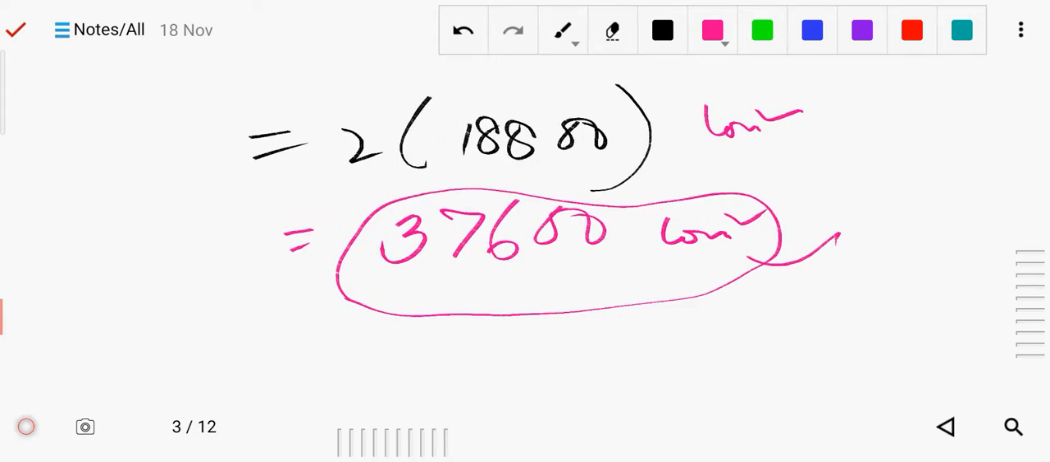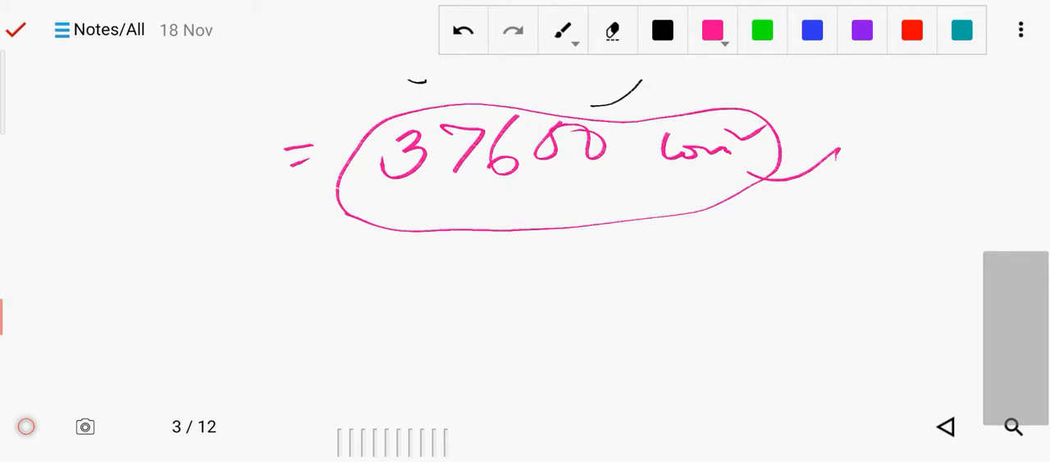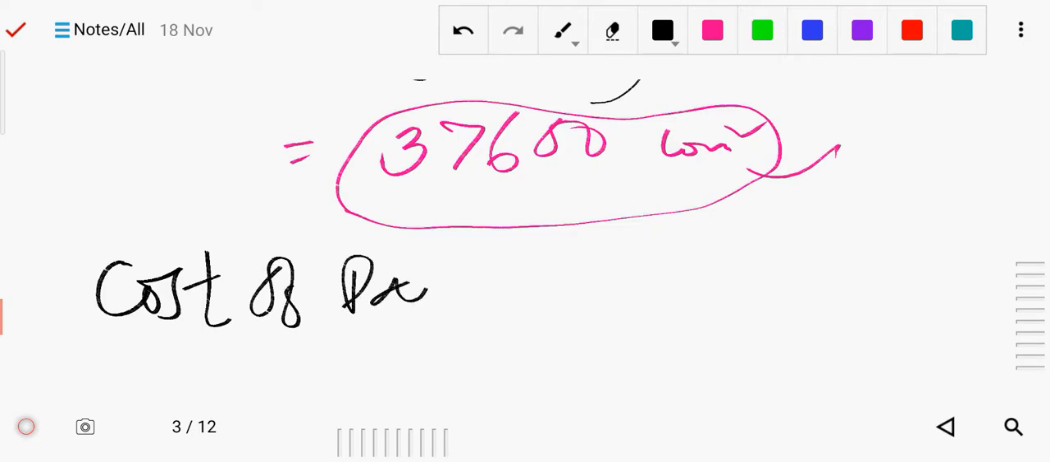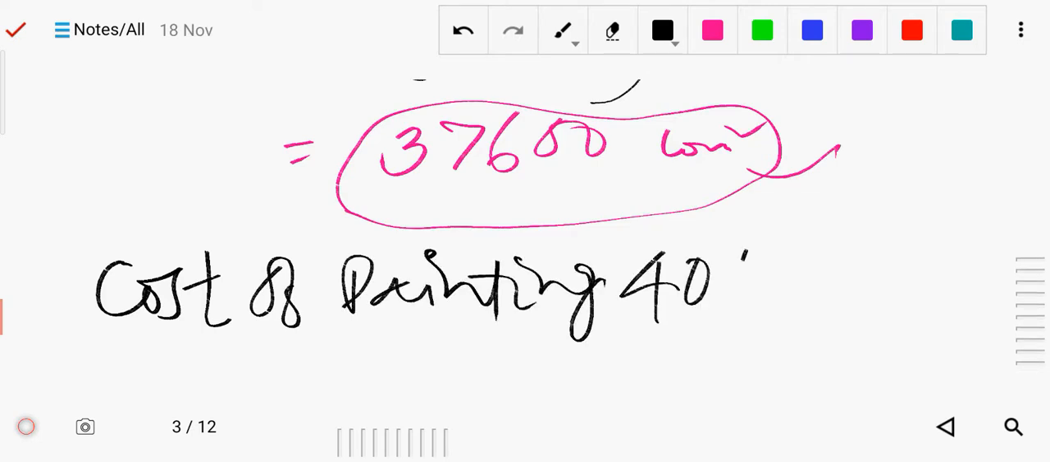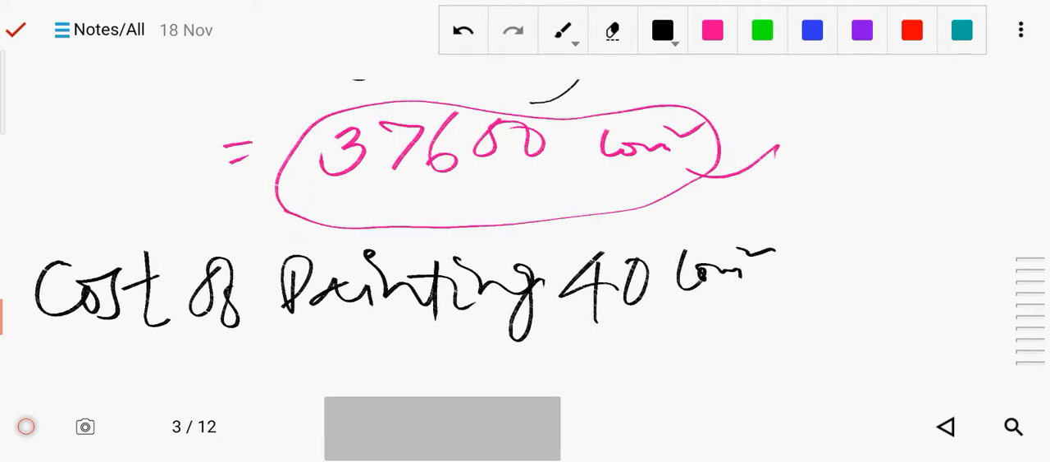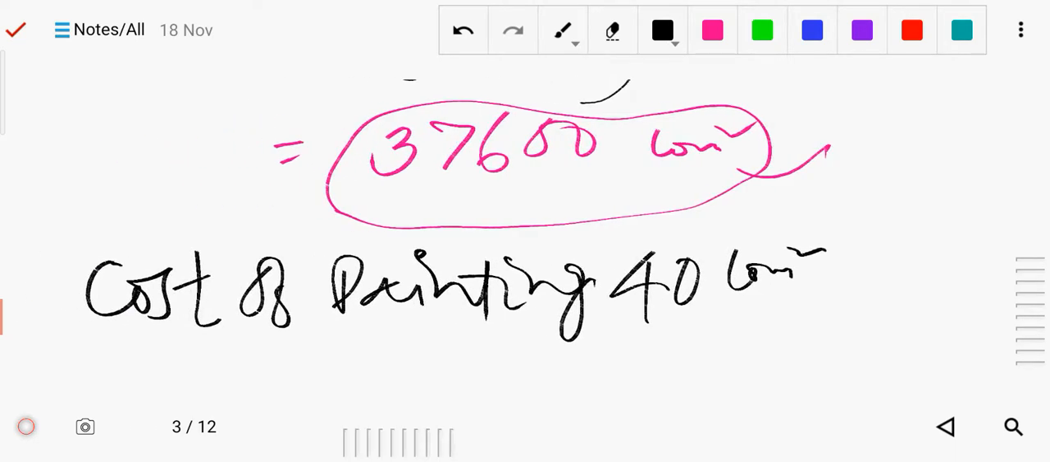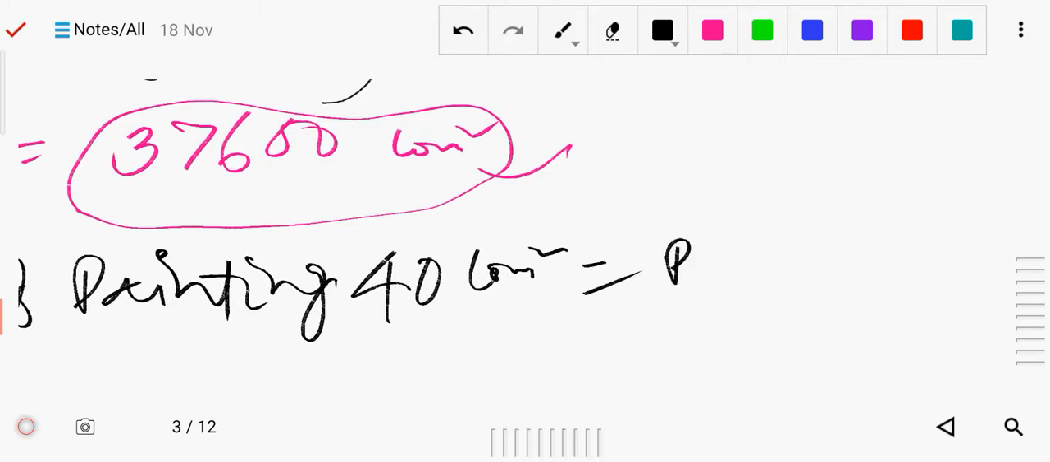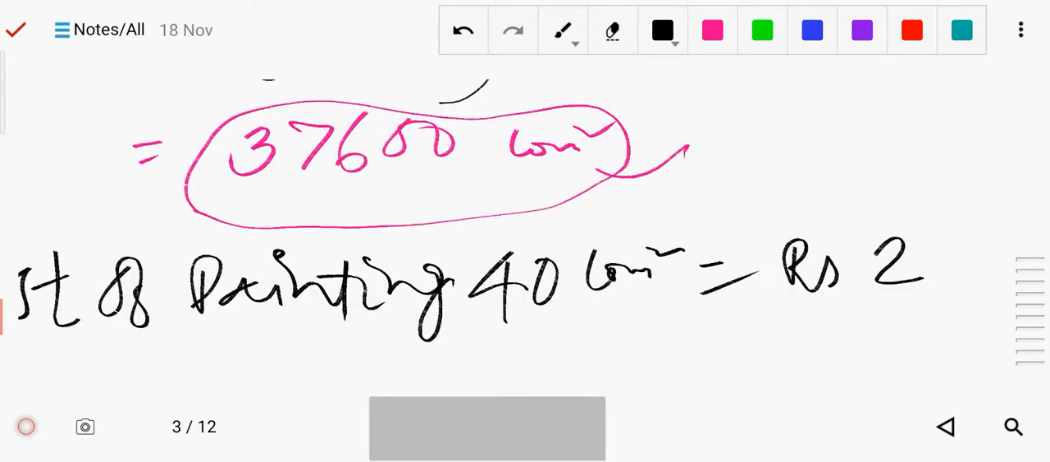Now we have to find the cost of painting. So it was given that the cost of painting is for 40 centimeter square. If you have to paint 40 centimeter square, for this you have to pay 2 rupees, means 40 centimeter square will be painted, and for that it will be charged 2 rupees.